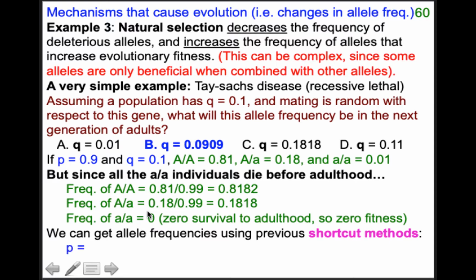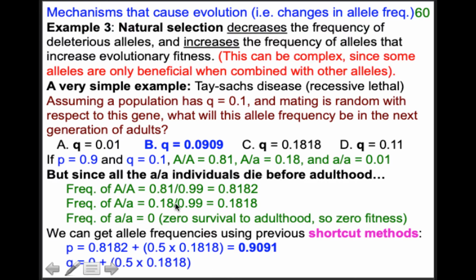So P, the quickest shortcut way to get our P, is basically to take our proportion of homozygous individuals and add half of the heterozygotes to get this value. So this is our P value after natural selection, after these small a individuals died due to Tay-Sachs disease. The Q value, you can do the same thing. We take the frequency of small a individuals, which is now 0 because they all died, and we add half of the heterozygous individuals, that proportion, because these ones are still carrying a small a allele, and that gives us this as our Q value after the natural selection occurs.